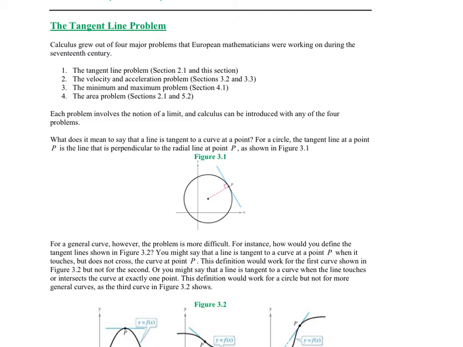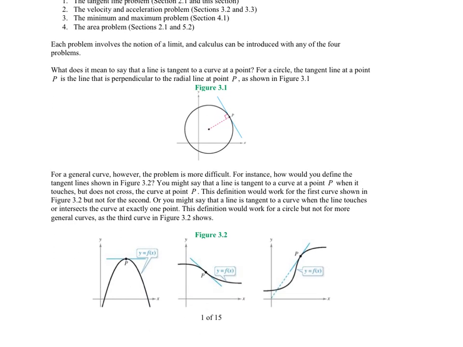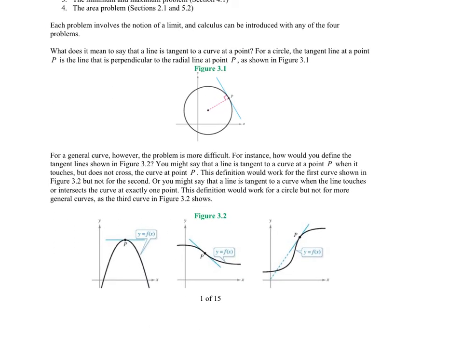You might say that a line is tangent to a curve at point P when it touches but does not cross the curve at point P. This definition would work for the first curve shown in figure 3.2 but not the second. Or you may say that a line is tangent to a curve when the line touches or intersects the curve exactly at that one point. It says this definition would work for the circle but not more general curves, as in the third curve in figure 3.2.